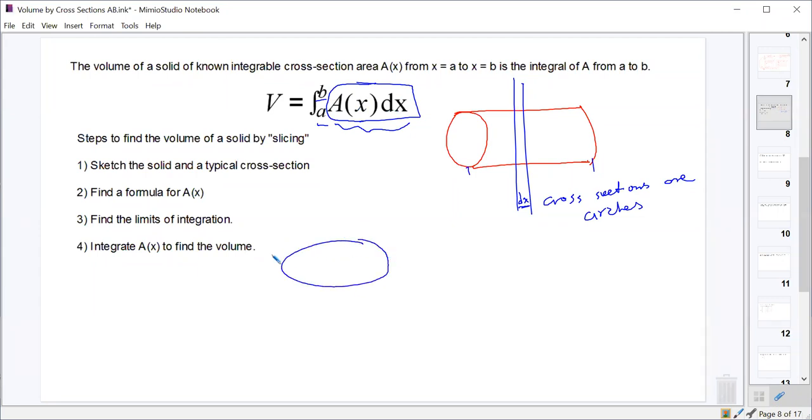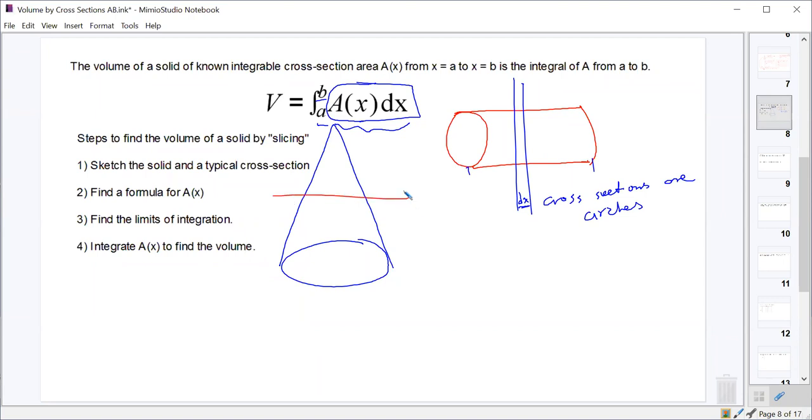So let's extend this a little bit further. Here I now have a cone, right? If I were to slice my cone like this, what am I going to get? Parabola? I should get a parabola, right? And do we know the area of a parabola? Not very easily, right? Not without having to do some extra integration to find the area of the parabola itself. So slicing it that way wouldn't be any good.